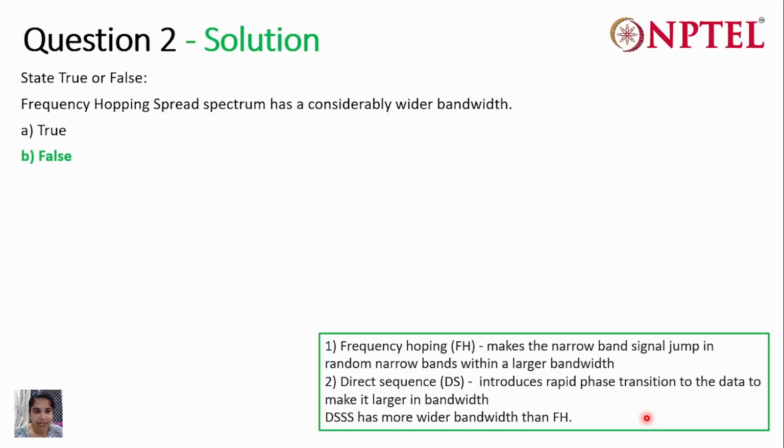Okay. So the answer is false. In frequency hopping, we make a narrowband signal jump in random narrow bands within a larger bandwidth. So basically, if we see the signal at any point of time, it's only a narrowband signal that is being jumped in random narrowbands. But the direct sequence spread spectrum actually needs a larger bandwidth for transmission. So they generally say that the direct sequence spread spectrum has a wider bandwidth than frequency hopping spread spectrum. So in that comparison, this answer is false.